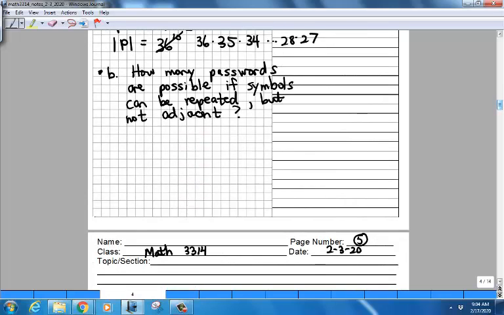Y'all want to try that one? So really quickly there, think of it as an algorithm. How would you create a password? And then how many steps in sequence, just like we did in the first problem. And then how many choices do you have at each branch point, at each decision point in the algorithm?